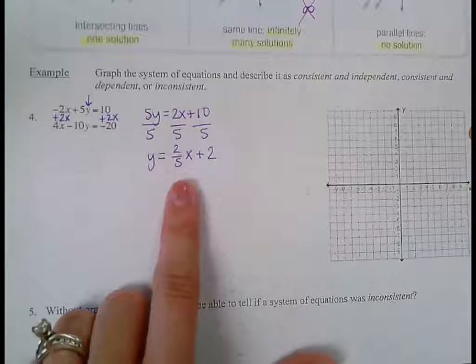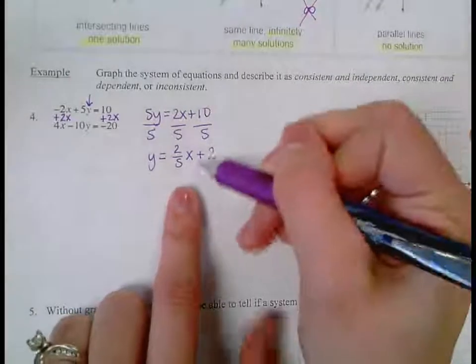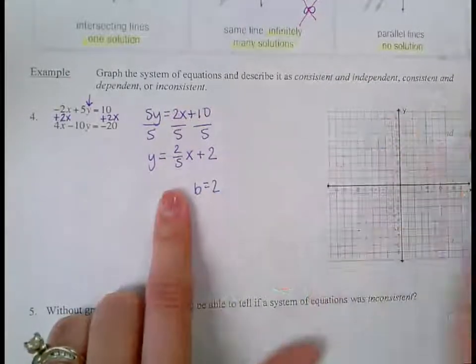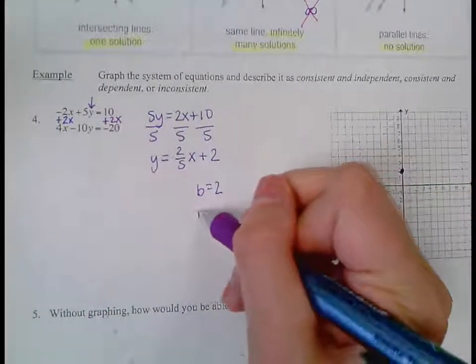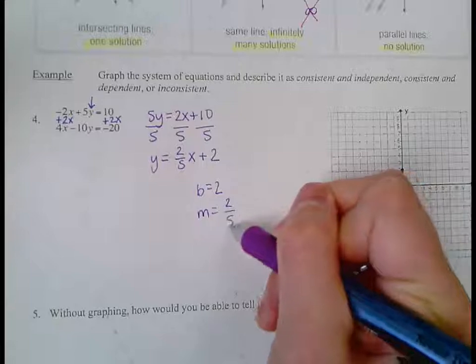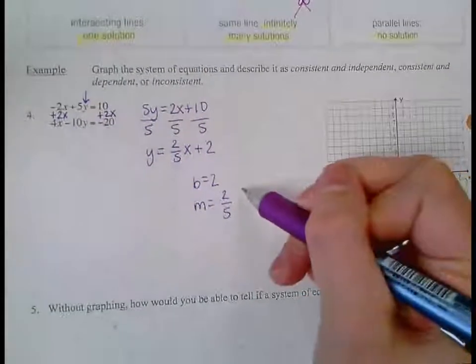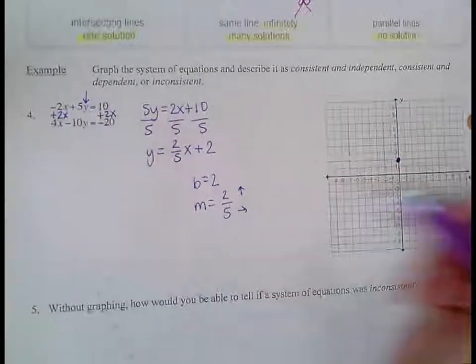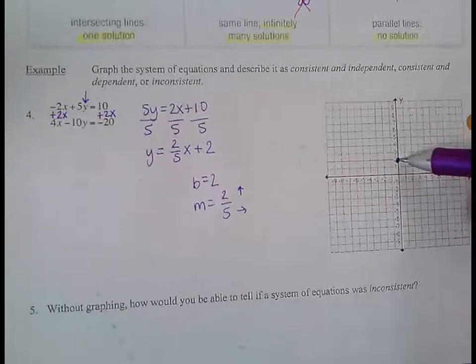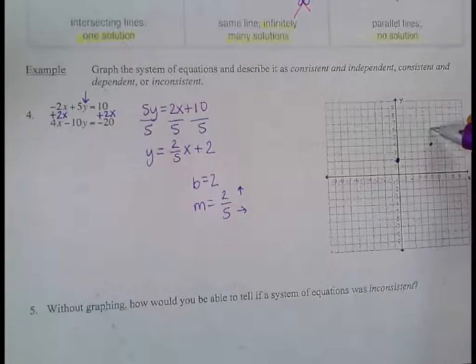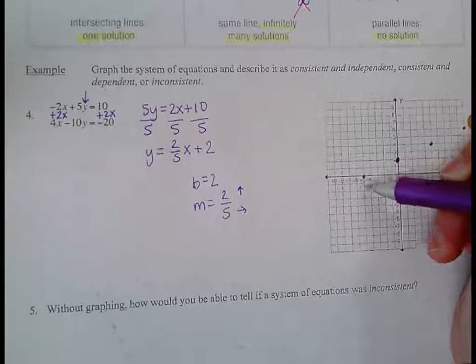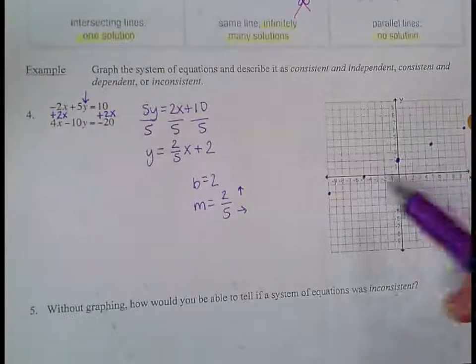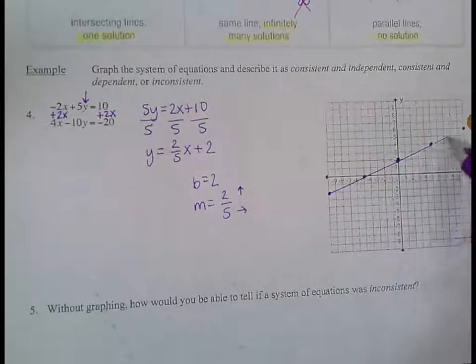I'll graph this before I solve the other equation. My y-intercept, b, is positive 2. So at 2 on the y-axis, I put a point. My slope is 2 over 5, and it's positive. So I would go up 2 and right 5 from my y-intercept. And again, I typically plot more points than may be necessary, in case the lines intersect. I want to see where they're going to intersect.